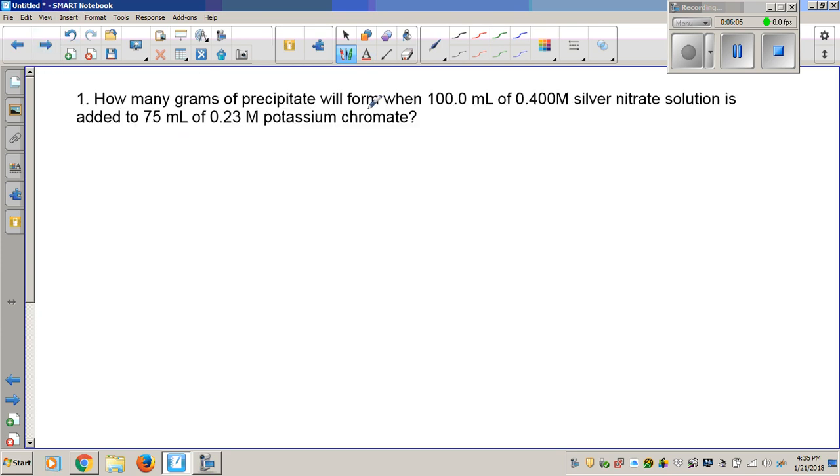How many grams of precipitate will form when you have 100 milliliters of this 0.4 molar silver nitrate solution, and it is added to 75 milliliters of a 0.23 molar potassium chromate?